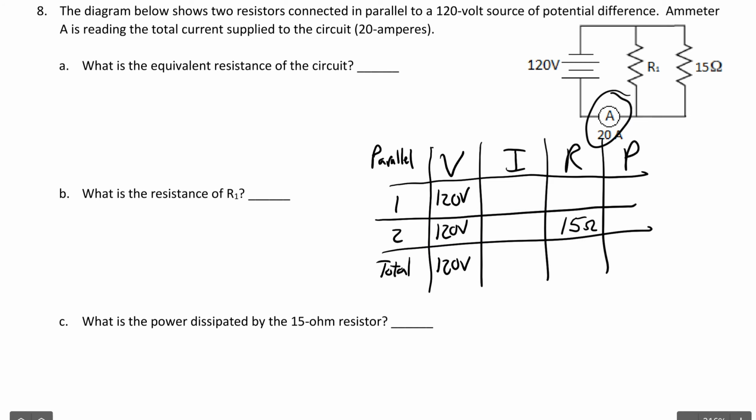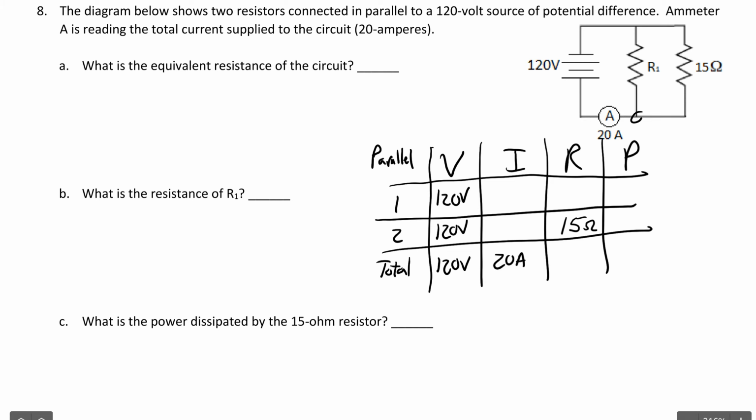All right, they also tell you, and the table kind of cuts it off a little bit, that 20 amps is the total current. Not only does it say it in the problem, but there's not an ammeter here in this particular branch, or an ammeter here in this particular branch. The current's coming here, and then it gets split up here. It goes this way and then this way. So the total current at this ammeter is 20 amps.